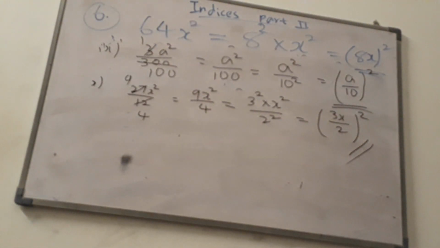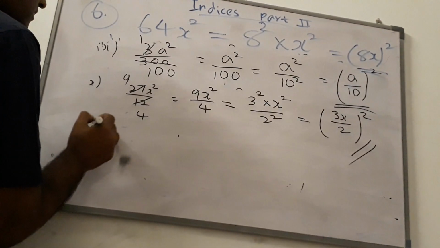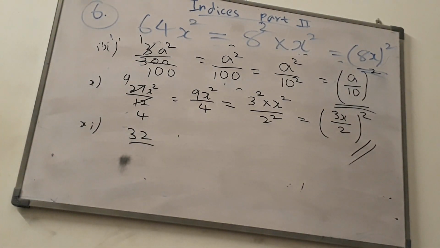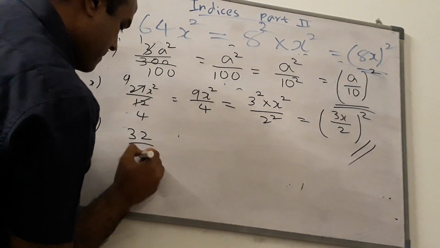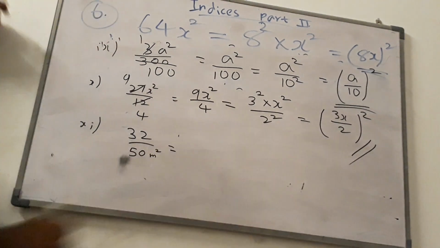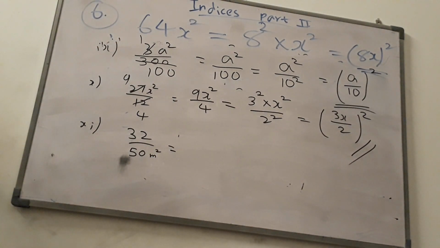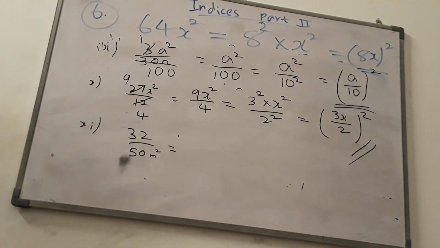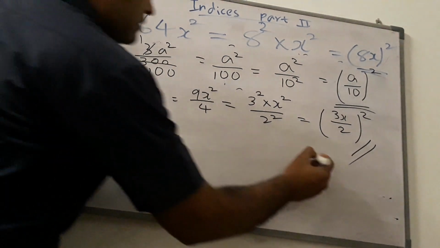Next is 32 over 50m squared. Again, m has index as 2. So 32 can be written like 2 to the power 5, but better if we can simplify 32 with 50, because 2 acts like a common factor to both 32 and 50.